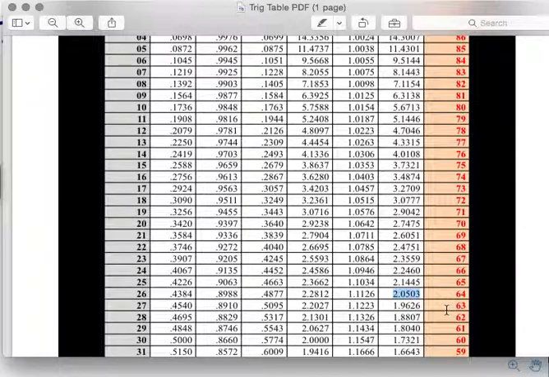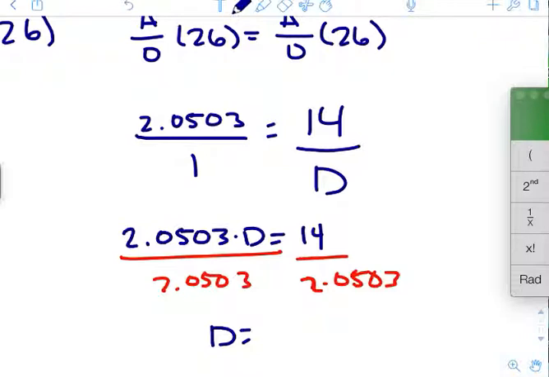Okay, so D is equal to, oh man, I did it again. Sorry about that. So I just pulled the number and now I cross multiplied. So I ended with 2.0503D equals 14. So of course dividing both sides to cancel that one, D is equal to 6.8282.